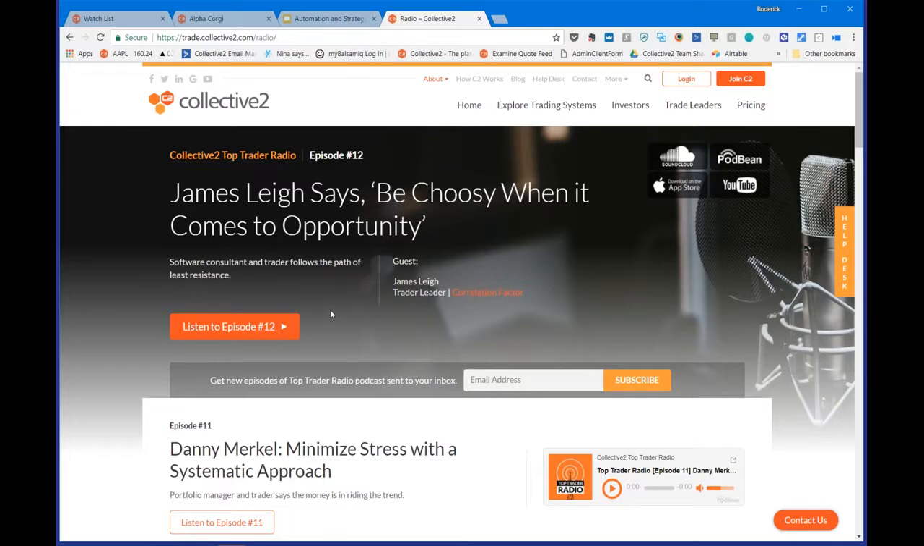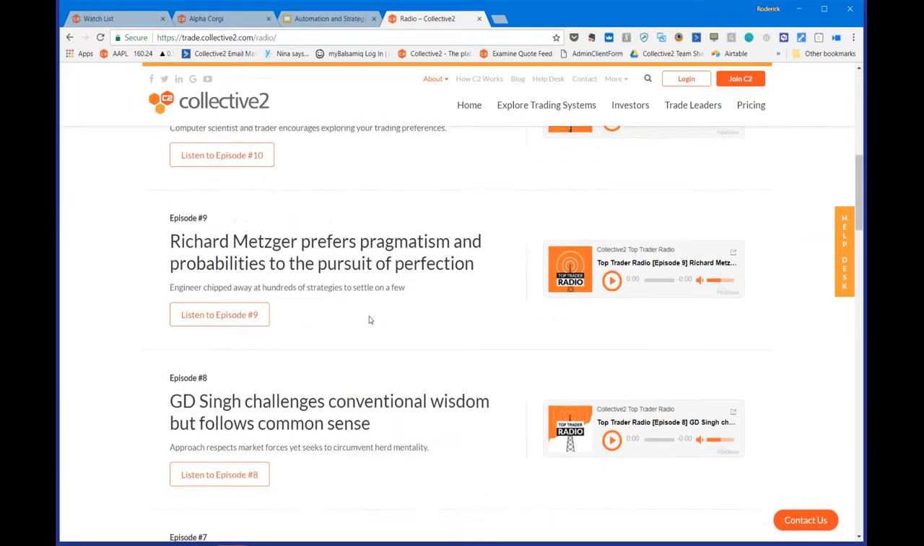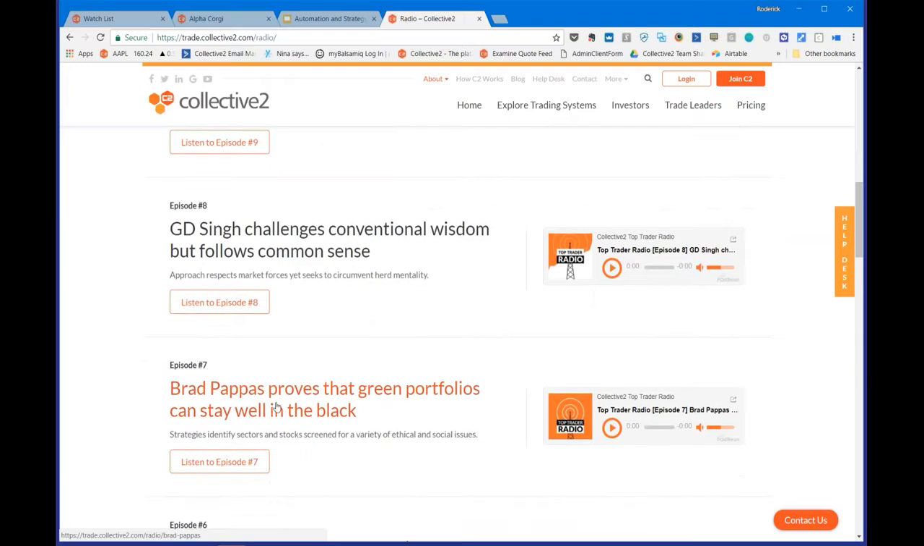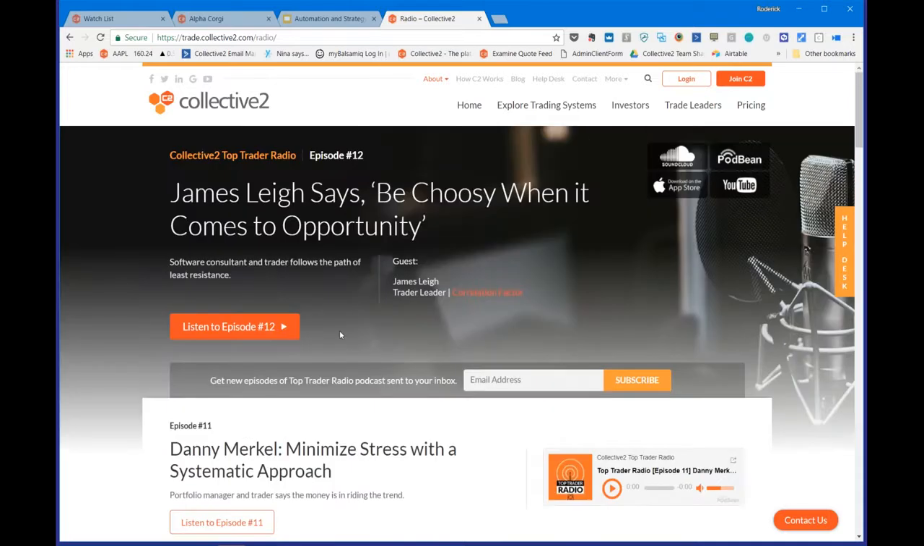I know James, he's a software engineer. Dave Steffens is a software engineer. Richard Metzger is a software engineer. Also Brad Pappas, he's a portfolio manager, so he doesn't come from a technical background. But for the most part, they do have technical chops as well.